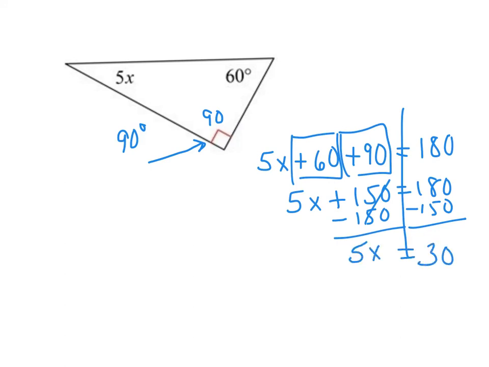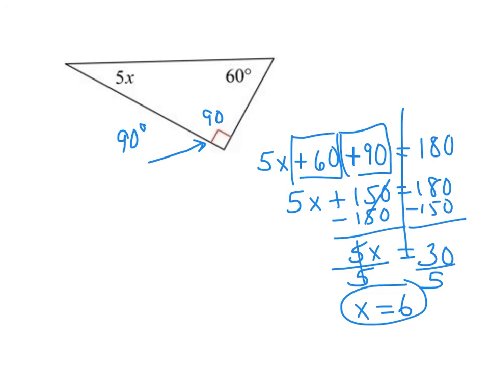Our next task to get the x by itself is to get rid of that 5. The 5 is multiplying with the x, so we undo that multiplication by dividing. On the left-hand side, the 5's cancel out, leaving us with x. On the right-hand side, 30 divided by 5 gives us 6.